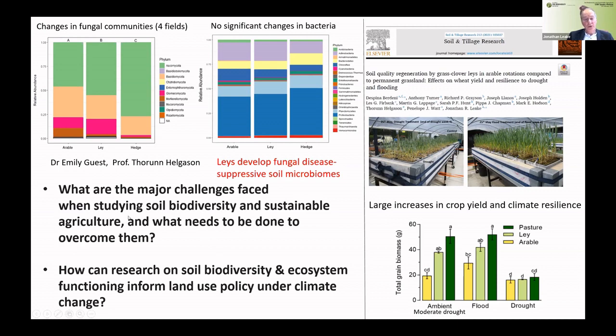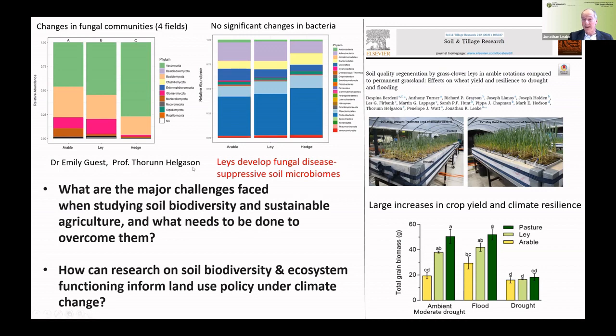So coming back to these 2 core questions, one of the major challenges faced when studying soil biodiversity and sustainable agriculture and what needs to be done to overcome them, I think one of the major challenges is that clearly in trying to characterize which organisms are really important for sustainable agriculture, not all organisms are important to the same extent. And so identifying key indicator organisms, which are really informative and helpful, is quite important, I think, because these studies, for example, on bacteria showing no significant changes aren't really particularly informative. There must be other details in here that we perhaps haven't got a handle on enough, so there may be subcomponents of that.